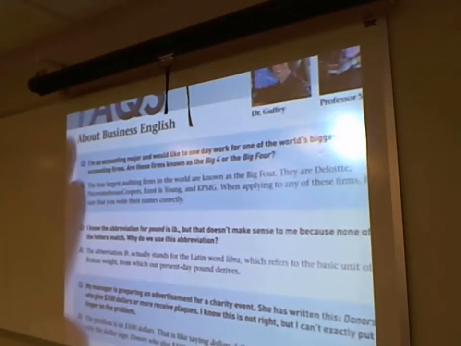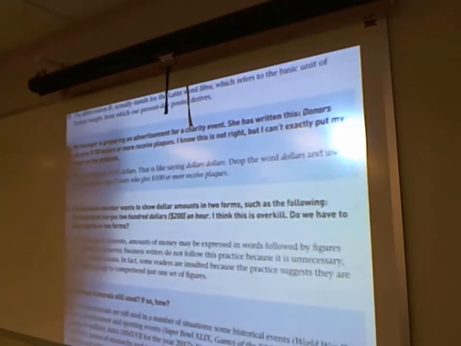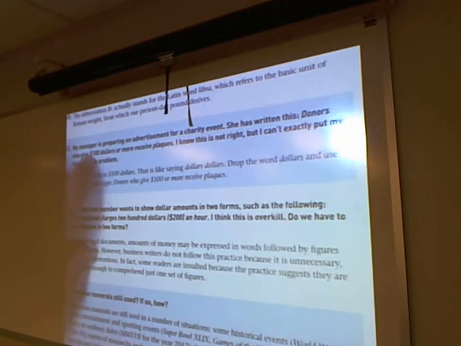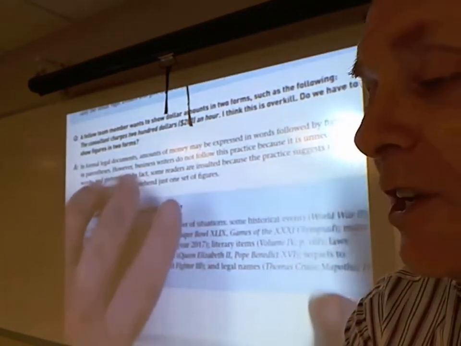Let's see. Roman numerals are still used, and if it's being utilized, if you're talking about what Super Bowl number it is, or what World War it happens to be, use the Roman numeral. That's appropriate for you to use, since that's the way it's commonly recognized.